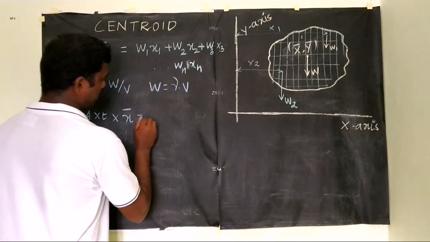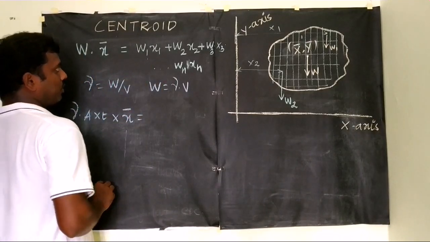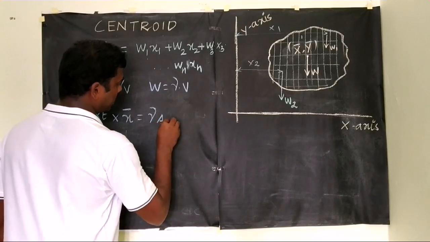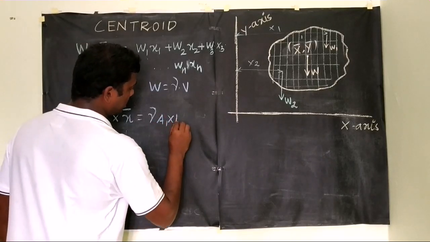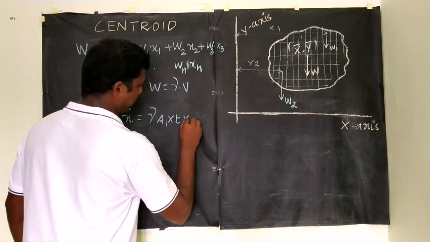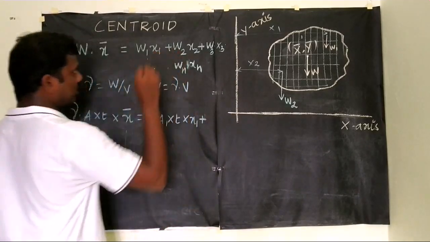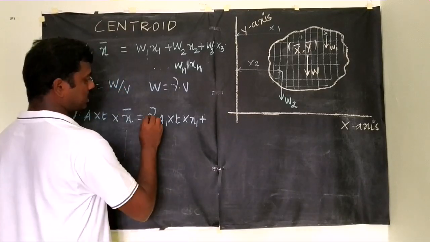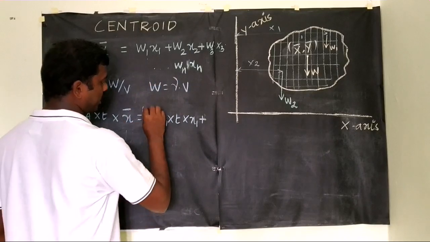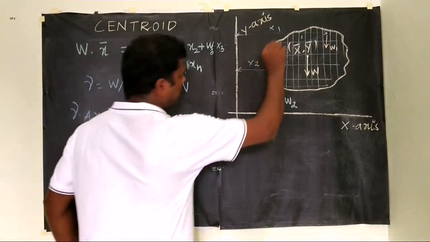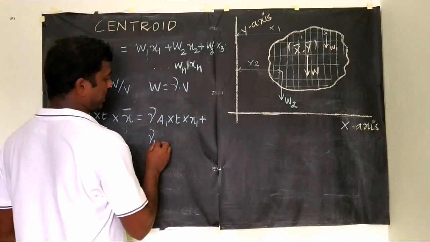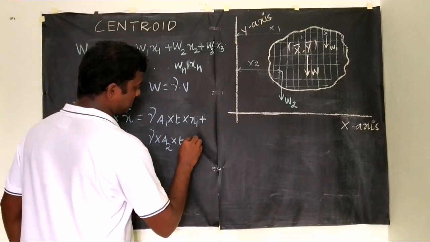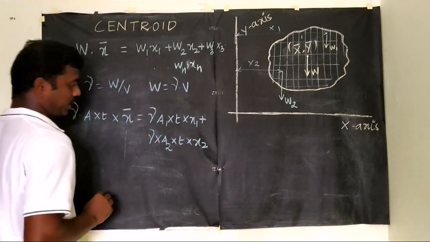Then W1 will be written as gamma A1 into T, which is common, then X1, plus W2 will be rewritten as gamma A2 T X2. These are properties of the material. The specific weight is common to every elementary part and will not vary. Then A2, and the thickness is constant, then X2. Like that.